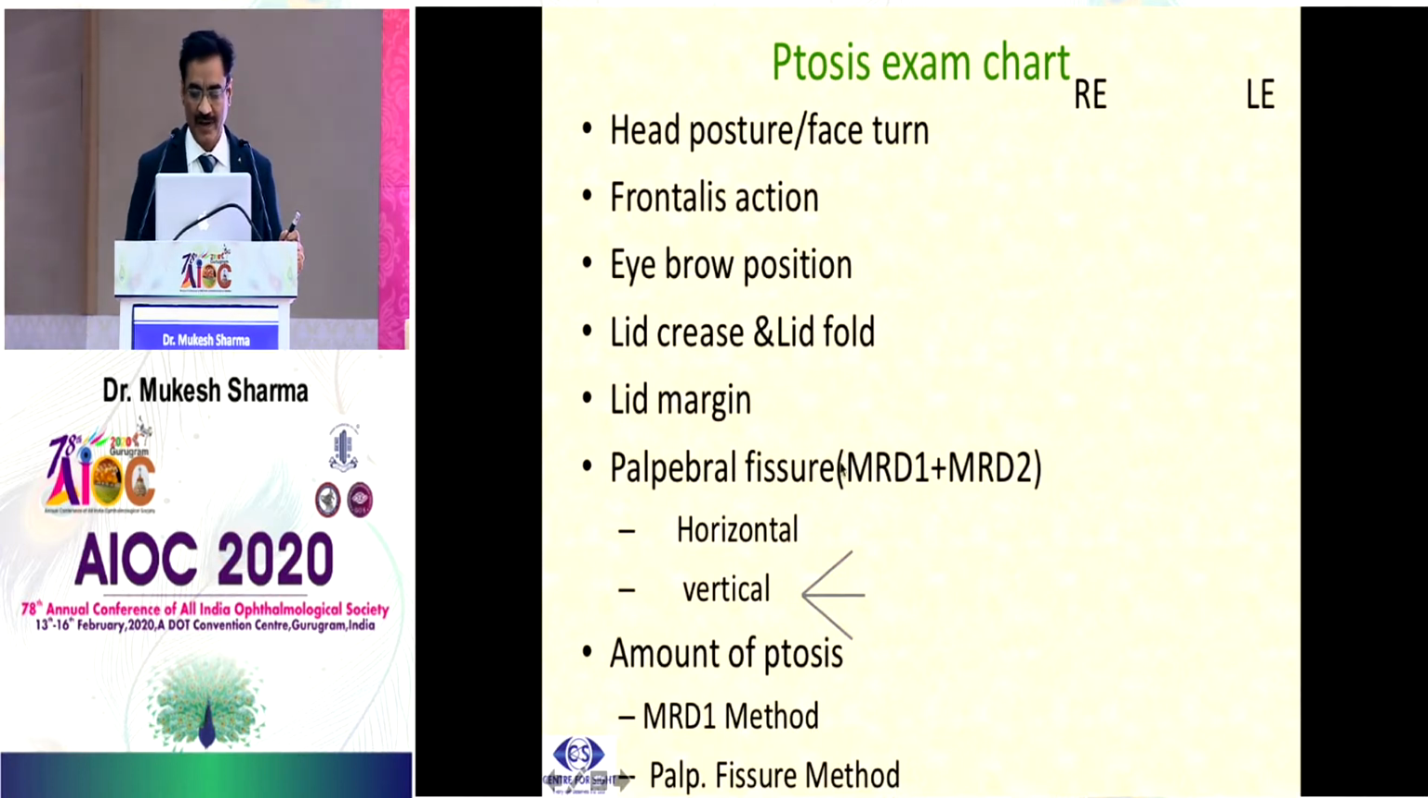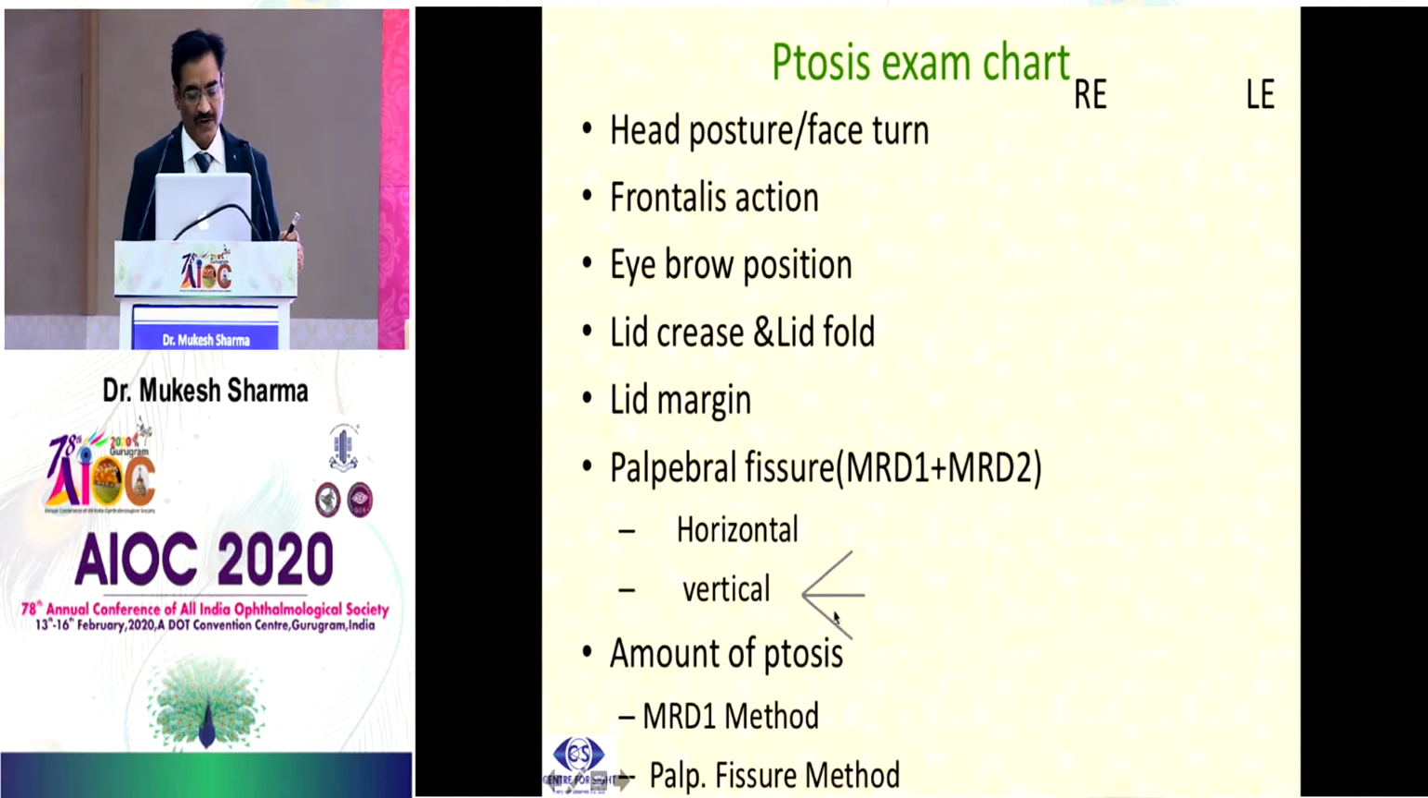Palpebral fissure is also contributed by MRD1 and MRD2. If you join these two findings, then you will get the palpebral fissure. What is MRD1? Distance from the upper lid margin to the corneal light reflex. And what is MRD2? From the corneal light reflex to the lower lid margin. So if you join these two, this will be your palpebral fissure.